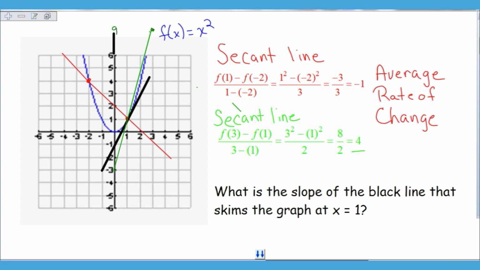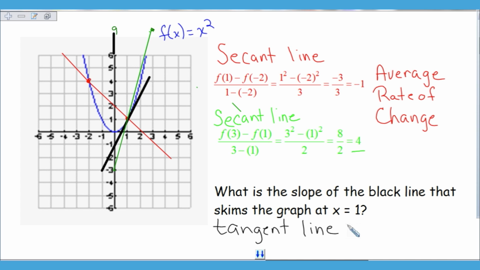But that's what we used to do. That's back in the day. We still will do that some in this course. But our new big discovery is this: what is the slope of that black line that skims the graph at x = 1? That's our new mystery we have to solve. And we have, of course, a special name for the line that skims it: it is called the tangent line. The tangent line.